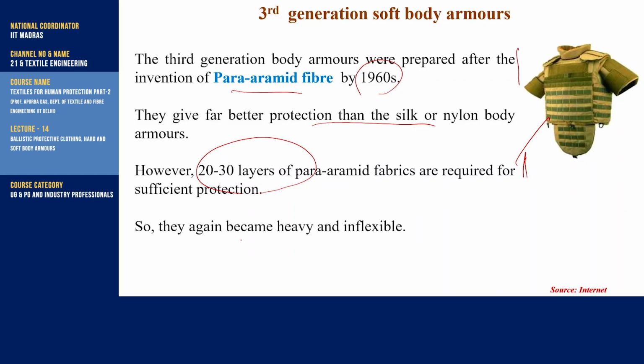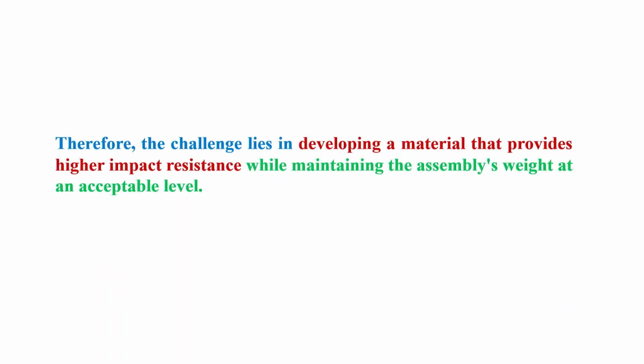So, they again became heavy and inflexible, that was the problem. Therefore, the challenge is developing a new material that provides higher impact resistance while maintaining the assembly's weight at an acceptable limit. That was the basic challenge for any ballistic protective textiles, the soft body armor.